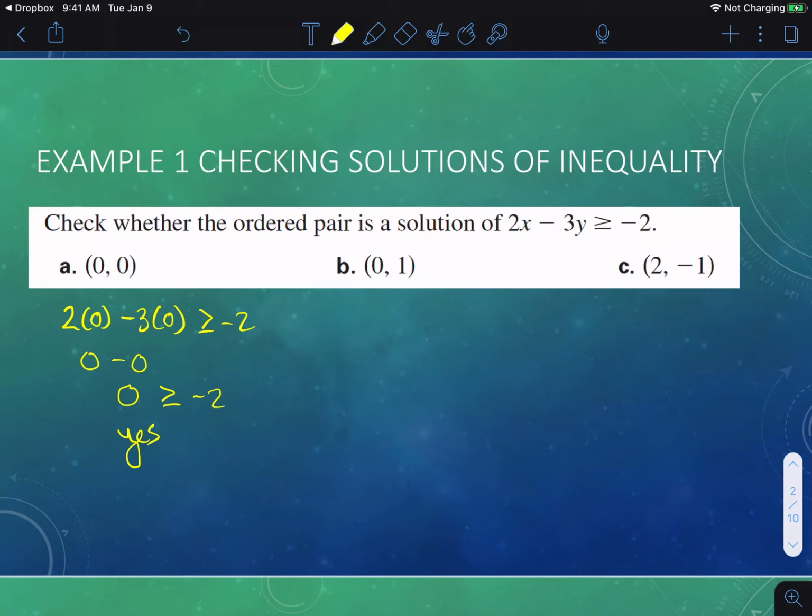Now let's check for b. When x is 0 and y is 1, we have 2 times 0 minus 3 times 1. Is that greater than or equal to negative 2? Well, 2 times 0 is 0, minus 3. Is negative 3 greater than negative 2? Negative 3 is to the left of negative 2, so no, this is not true. And so that is not a solution. So I'm going to write that: not a solution.